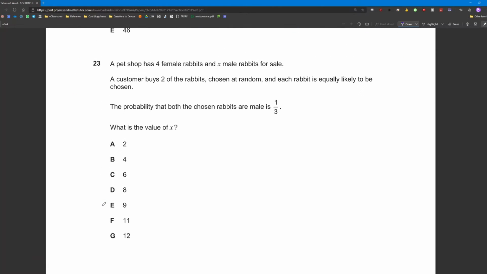A pet shop has 4 female rabbits and X male rabbits for sale. A customer buys 2 chosen at random, and each rabbit is equally likely to be chosen. The probability that both are male is 1/3. Okay, so I think we could try doing this with trial and error, actually.